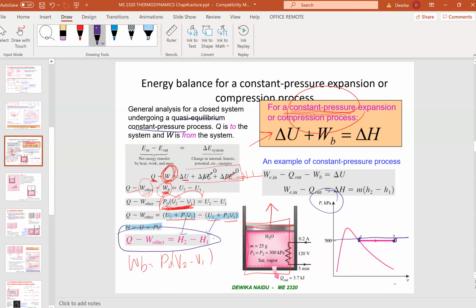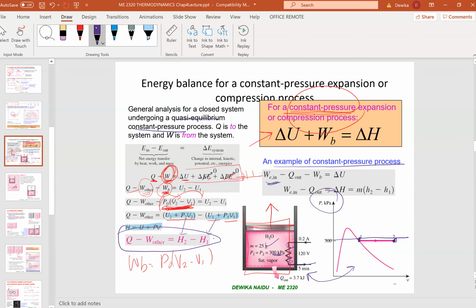Yeah, so this case is represented by this graph, where we have mass 25, pressure is constant, and then because of the electricity, which is work other, you have heating of this substance, this liquid. Okay, so that's done. And this is an example of a constant pressure.